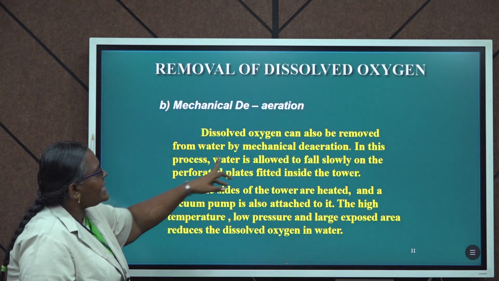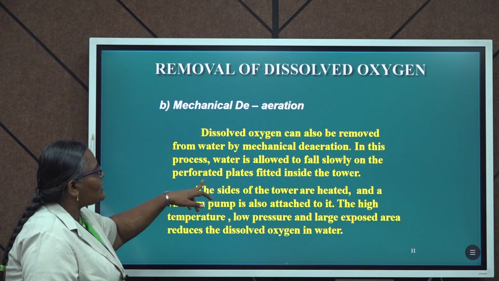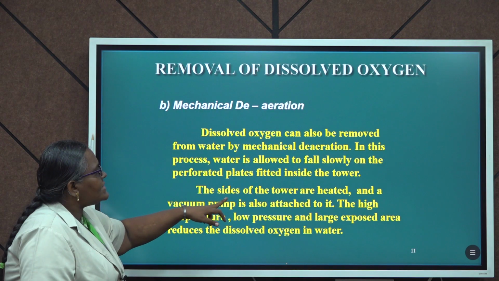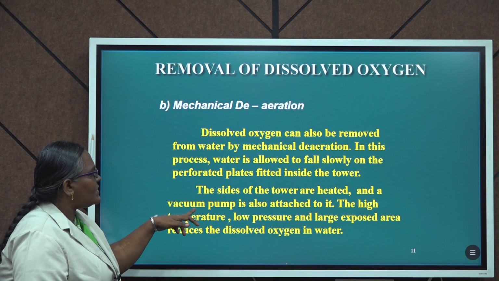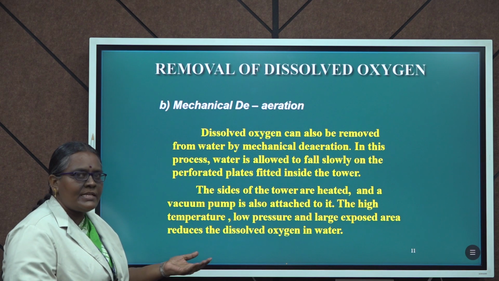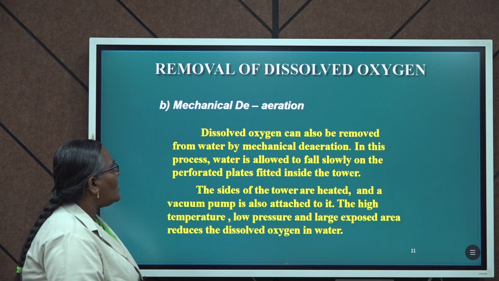In mechanical deaeration, water is allowed to fall slowly on the perforated plates fitted inside the tower. The sides of the tower are heated and it is also connected with a vacuum pump. So, the high temperature, low pressure and large exposed area remove dissolved oxygen.